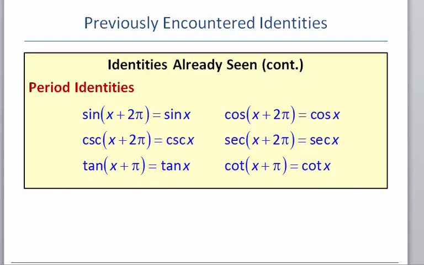We have identities that establish the period of each of the 6 trig functions. Remember that the period for the sine, the cosine, the cosecant, and the secant are all 2 pi, as we learned in the last couple of sections with the graphing. The period for the tangent and the cotangent function is pi. And so these identities simply establish the fact that as you move from one period to the next, the values will repeat.